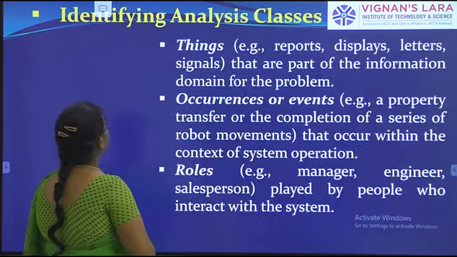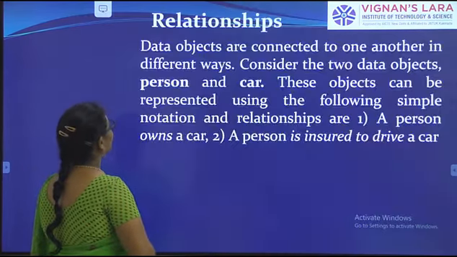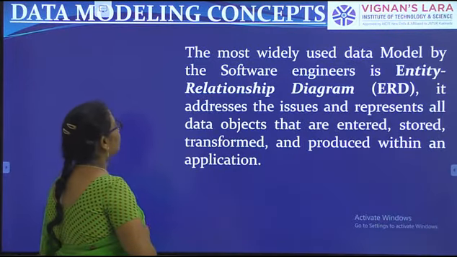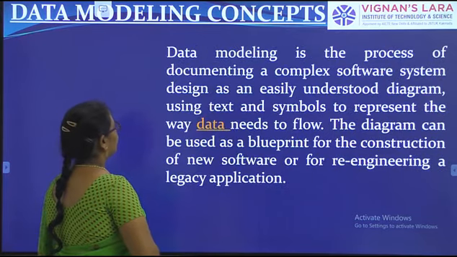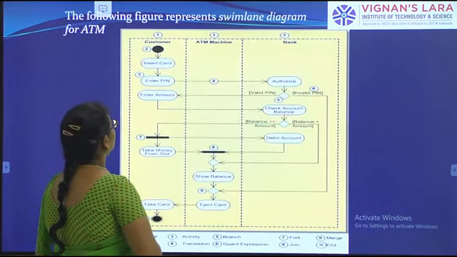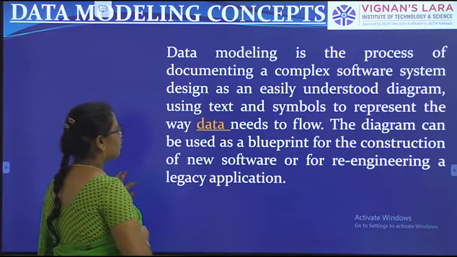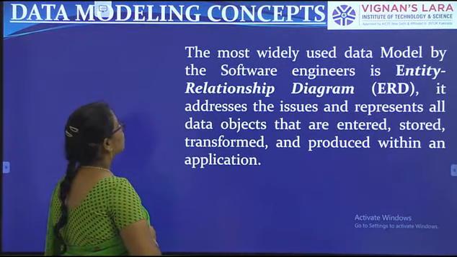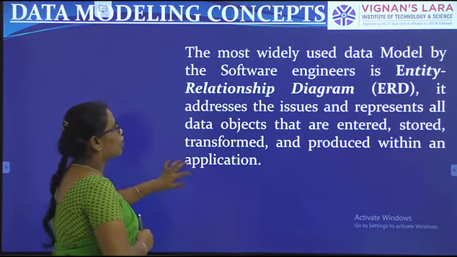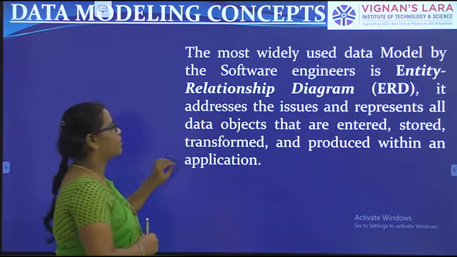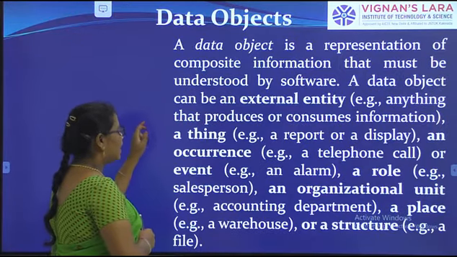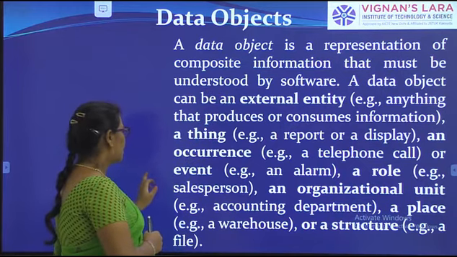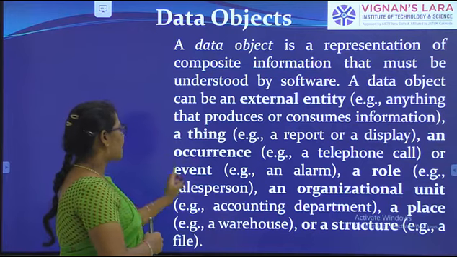So why we came to this topic: what is a class? Before relationships we had the data objects and the data modeling concepts. So we focused on what the data is, and what the different modeling concepts are. For that we have given the entity relationship diagram. Then the data objects: we said what is a thing, what is an occurrence, what is an event.